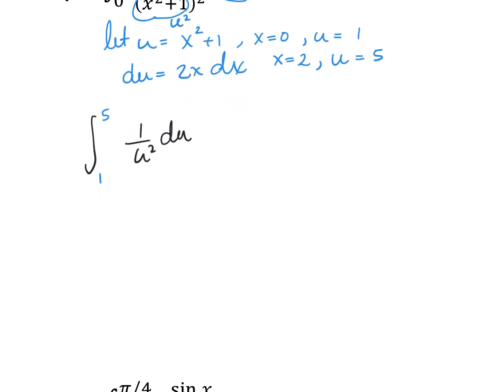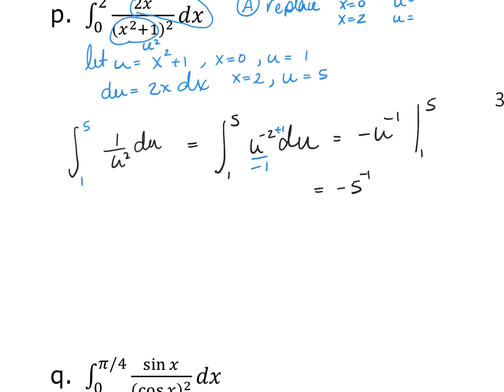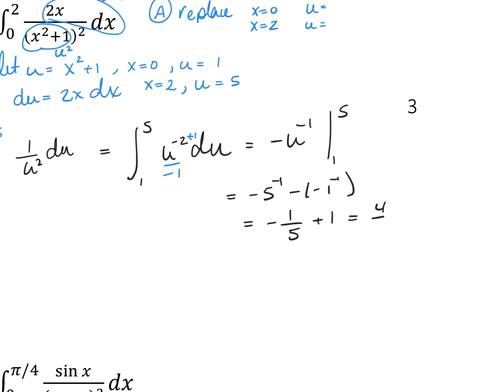Notice I changed my limits of integration. So I'm going to go ahead and integrate this, and I'm going to rewrite this as the integral from 1 to 5 of u raised to the negative 2 du. I add 1, divide by that negative 1. And so I end up with negative u raised to the negative 1, evaluated from 1 to 5. So negative 5 raised to the negative 1 minus a negative 1 raised to the negative 1. So negative 1/5 plus 1 is 4/5.